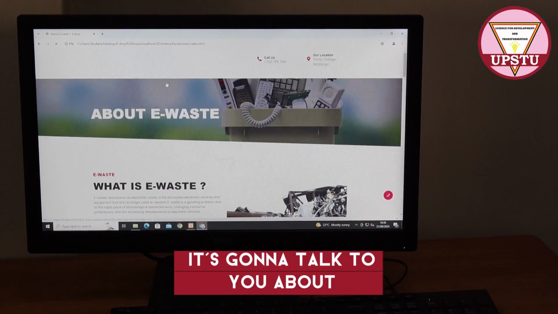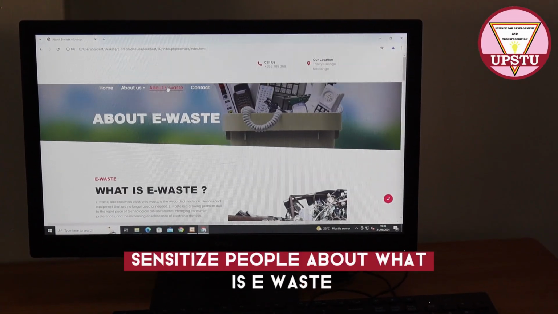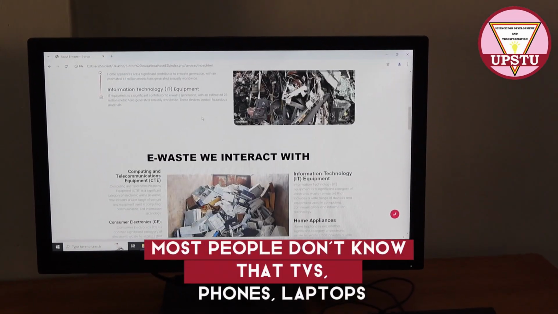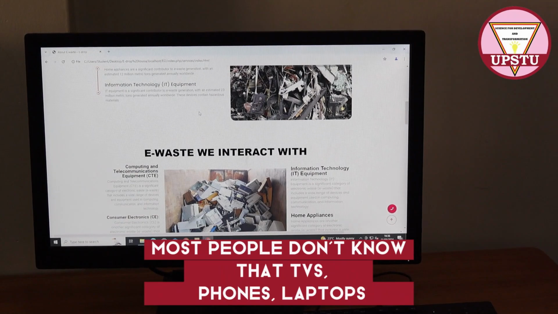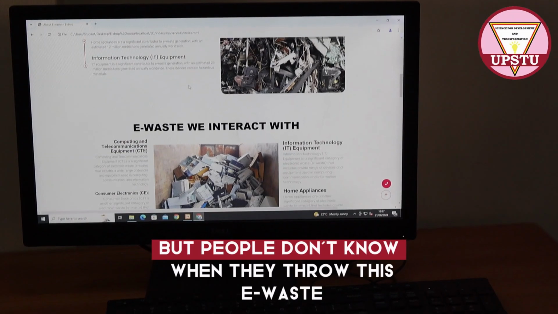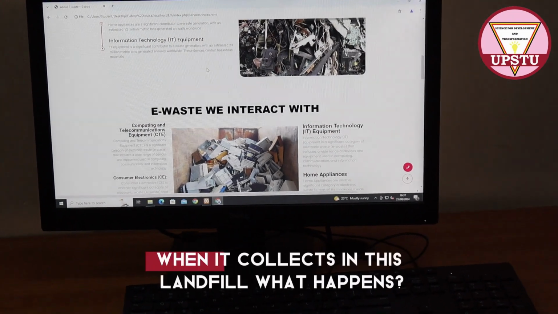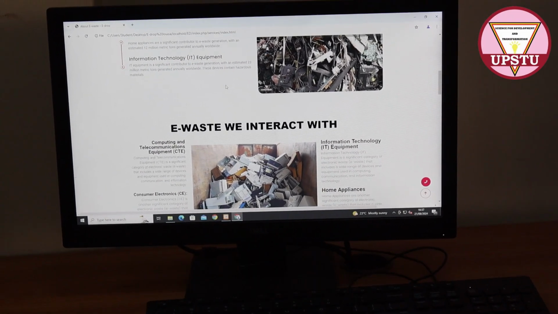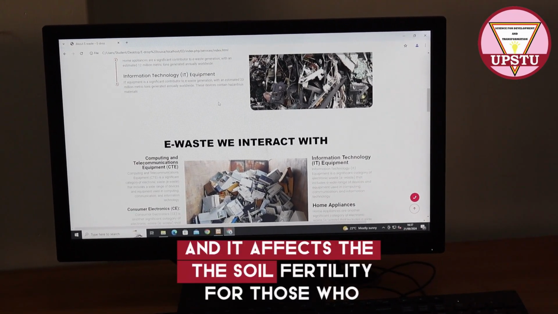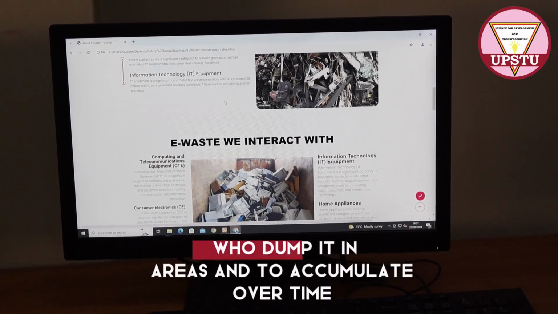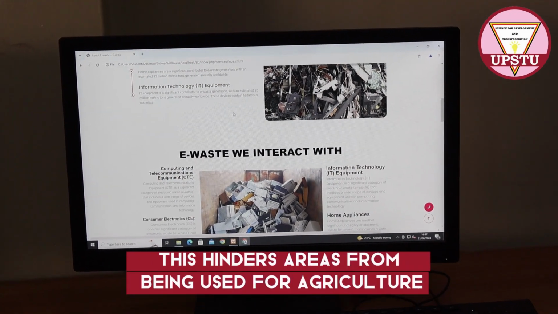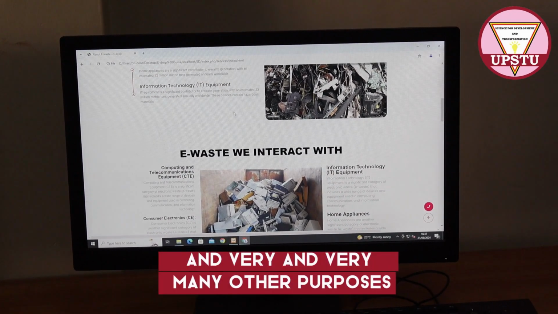It can sensitize people about what e-waste is and what the dangers of e-waste are. Most people don't know that TVs, phones, laptops, anything at home that can be plugged into power counts as e-waste. But people don't know what it does when they throw it away. When it collects in these landfills, what happens? It causes pollution, it kills very many animals, and it affects the soil fertility for those who dump it in areas, and it will accumulate over time. This hinders the areas from being used for agriculture and very many other purposes.